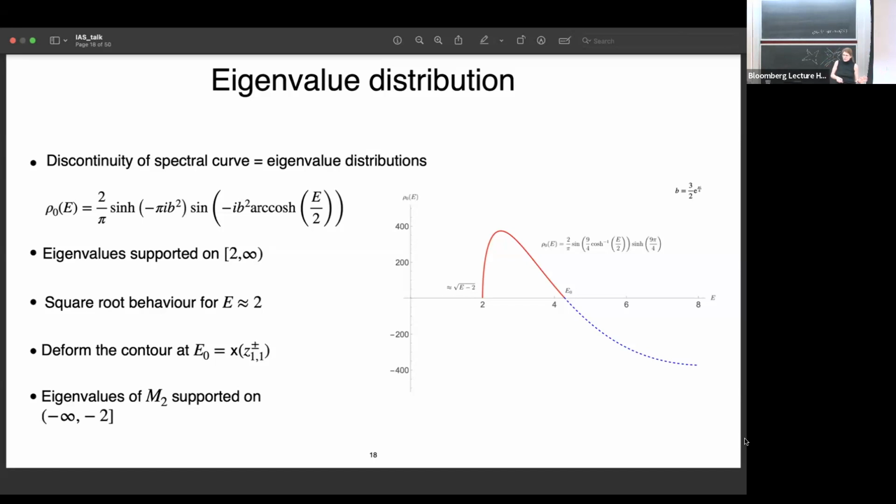And so what we believe at this stage is that the eigenvalue distribution will be lifted, and nothing is going to be negative, which is of course totally unphysical. But for a perturbative expansion, all that we need is this region very close to 2, where we get the expected square root behavior and all is good. And again, if you do the same analysis, you can also find the eigenvalue distribution for M2. It has the same structure, just that it's going to be supported from minus infinity to minus 2.